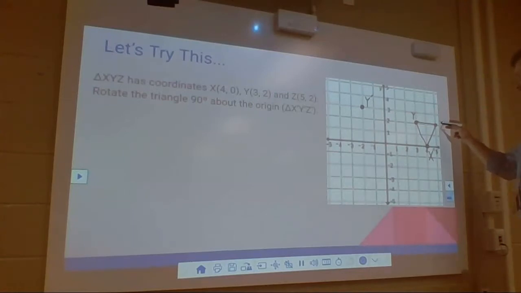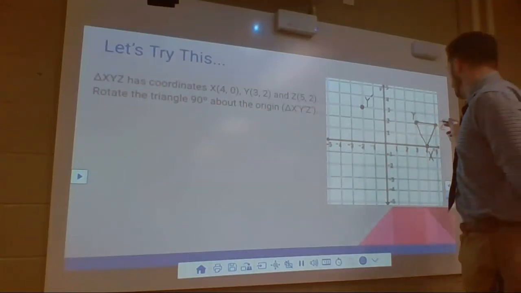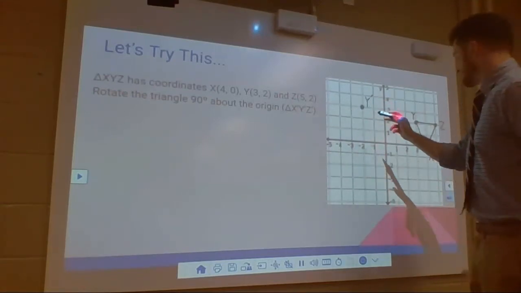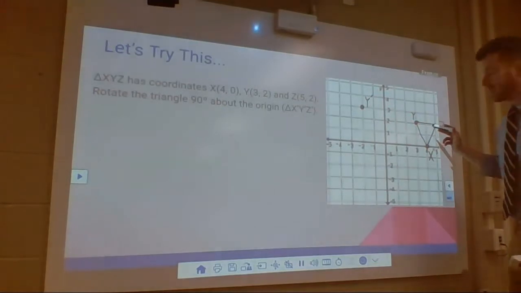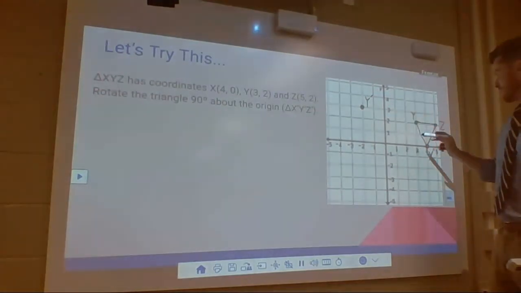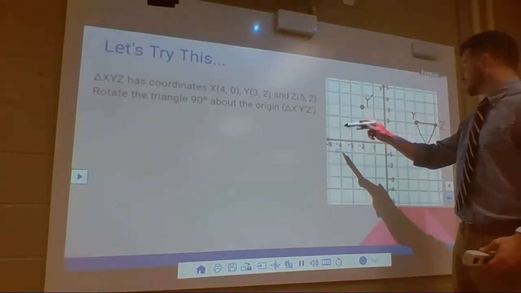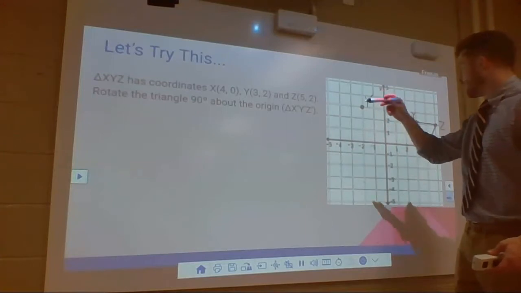I'm going to look at point Z now. Point Z is 2 units away from the x-axis and 5 units away from the y-axis. So point Z, I'm going to put it in this next quadrant, 90-degree rotation. So because point Z is 5 units away from the y-axis and 2 units away from the x-axis, it's now going to be 5 units away from the x-axis and 2 units away from the y-axis.